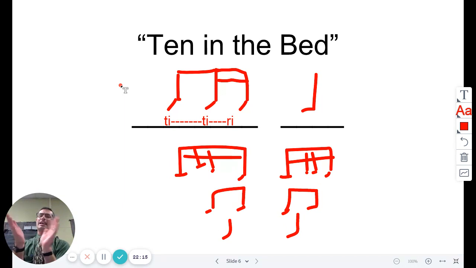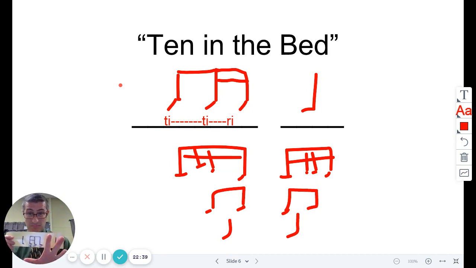So everybody, go one more time. Go 10 in the bed. 10 in the bed. Go tee-teary-ta. Tee-teary-ta. Awesome. Now do this. It's the same thing. Ready? Everybody clap. Tee-teary-ta. Say 10 in the bed. Awesome. Now add this. Ta, ta, ti, tiri, ta. Just do that much. Ready, go. Ta, ta, ti, tiri, ta.